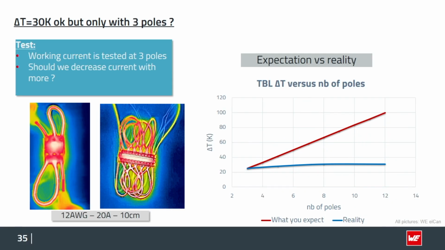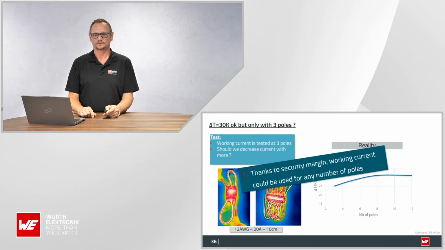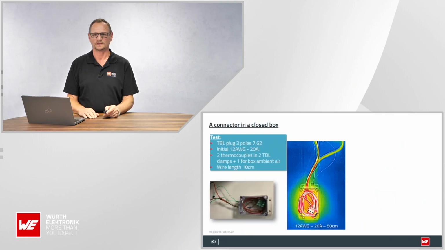So at the end, this means that we can trust the formula, of course, which brings us always on a very convenient side of the temperature development. So that means also we have a good security margin, and we can use the given information on the data sheet for any number of poles. Of course, some data sheets tell you something different, but you're always on the safe side then.